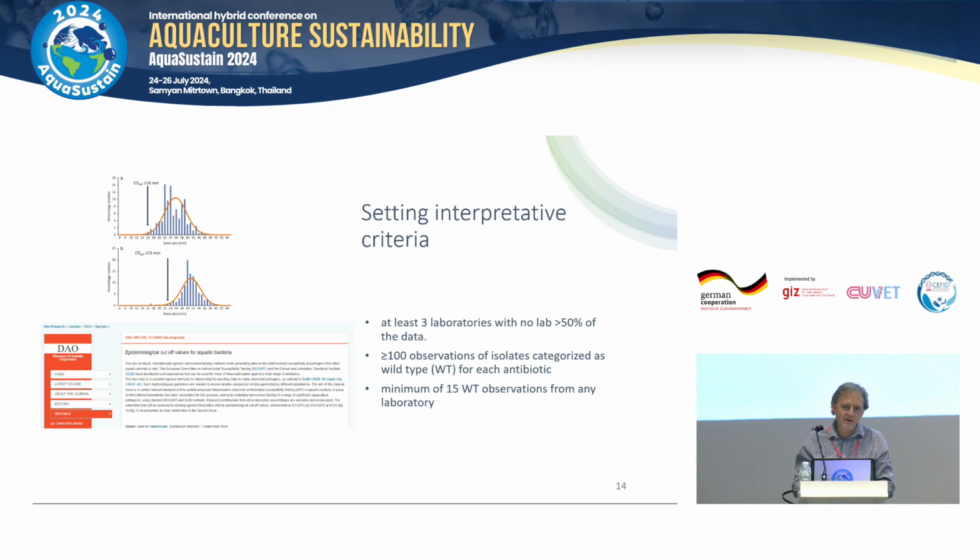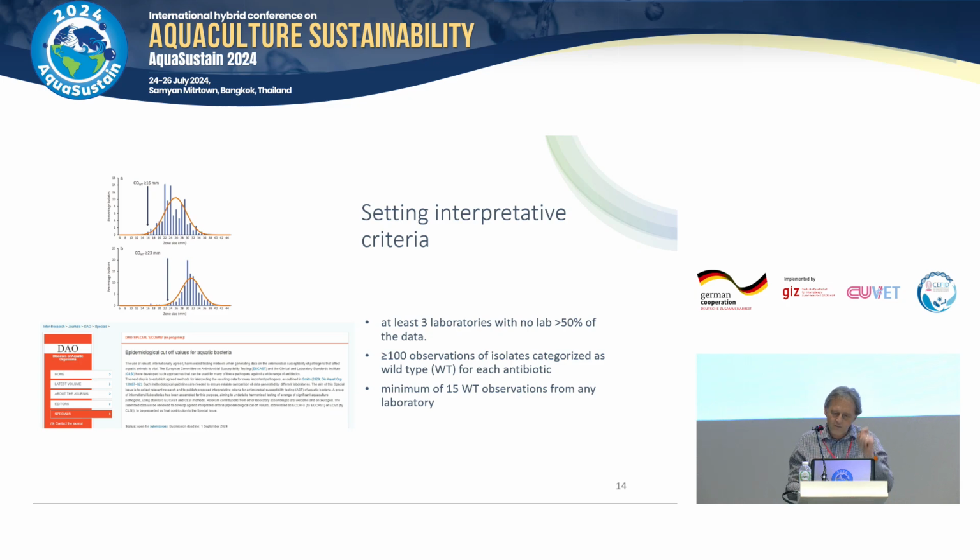The same goes for growth in broth. The other main method we use, as well as putting a disc on a plate and seeing the zone of clearing, is to put lots of concentrations of antibiotic on a plate and see the minimum concentration that the organism will grow in, and from that you can set the minimum inhibitory concentration.